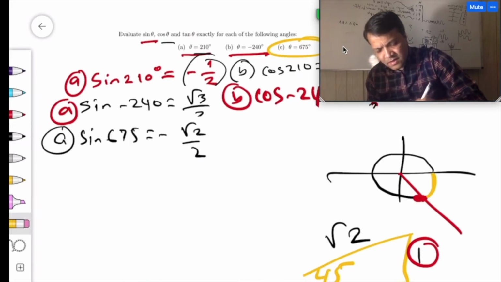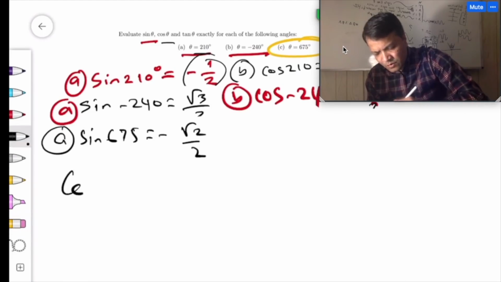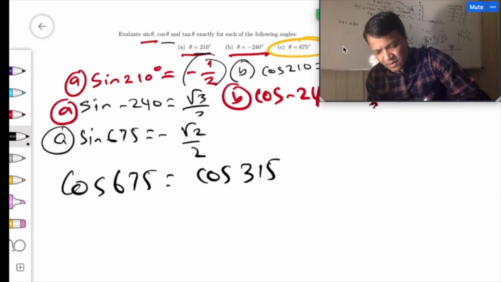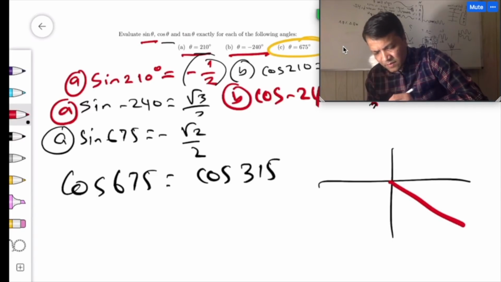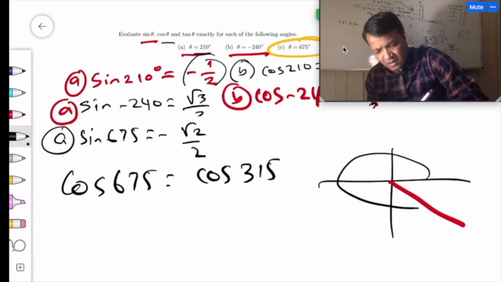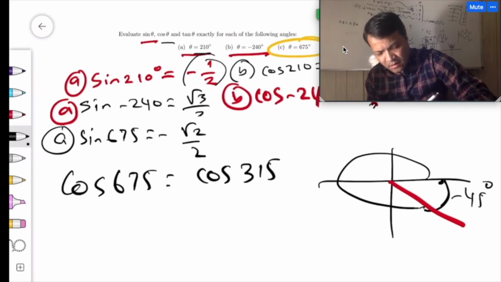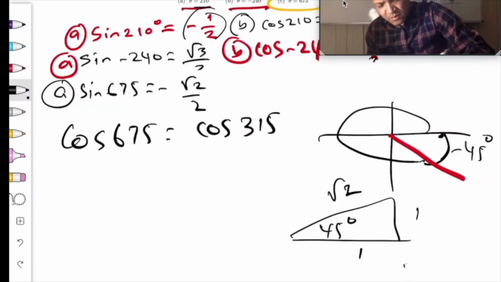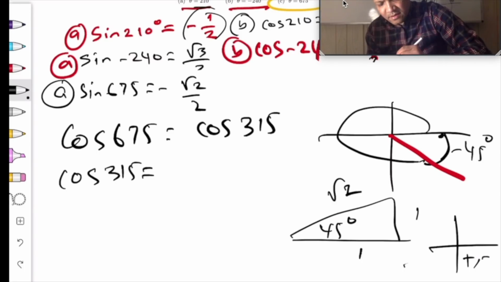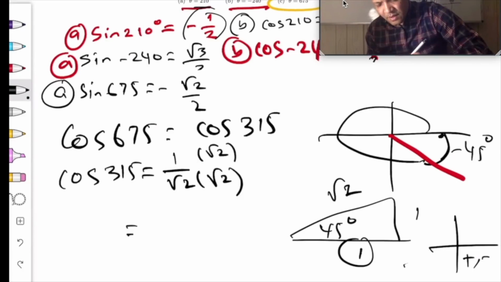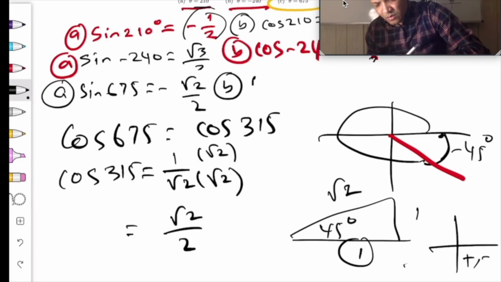Now we're going to find cosine 675. So cosine 675 is equal to cosine 315. This is 315 degrees, so this must be negative 45 degrees from here, clockwise. Again, this is 45 degrees, this is 1, this is 1, this is square root of 2. In this quadrant, cosine is positive and sine is negative. Now we are talking about the cosine, so this is positive. So cosine 315 is equal to x over r. So x is 1, r is square root of 2, so 1 over square root of 2, which gives square root of 2 over 2. So B, cosine 675, is square root of 2 over 2.